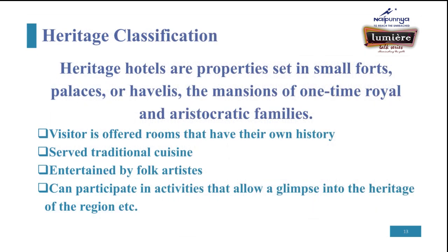Now the second standard classification in India is heritage classification. Heritage hotels are set in small forts, palaces or havelis, the mansions of one-time royal and aristocratic families. In heritage hotels, the visitors are offered rooms that have their own history and are served traditional cuisine with international standards. The guests get a chance to participate in activities that allow a glimpse into the heritage of the region. In heritage classification, hotels are classified into three: heritage, heritage classic and heritage grand.